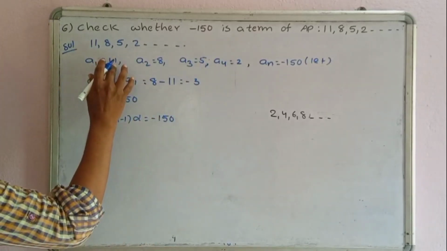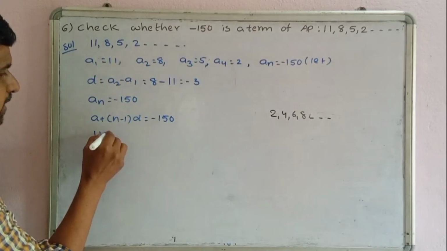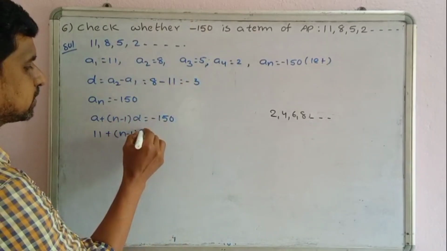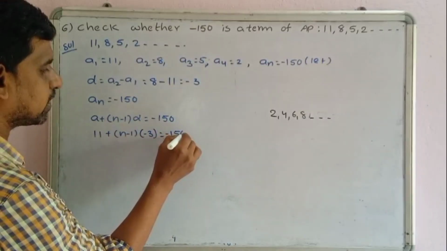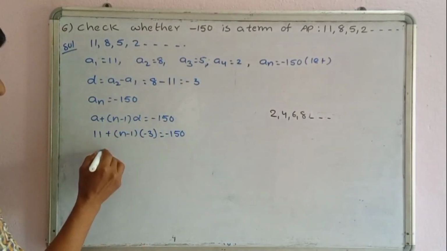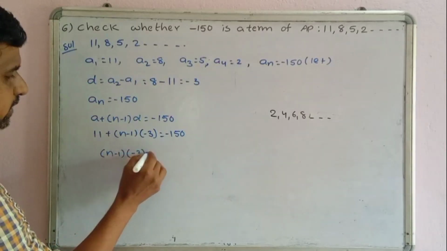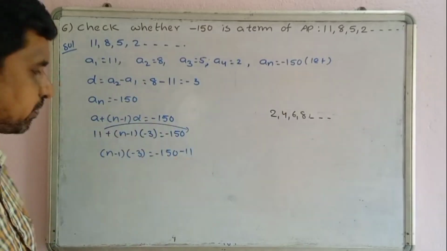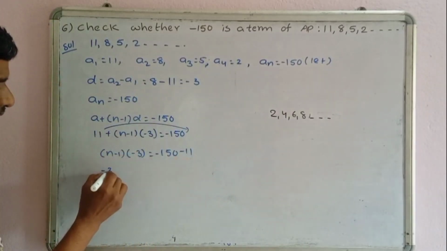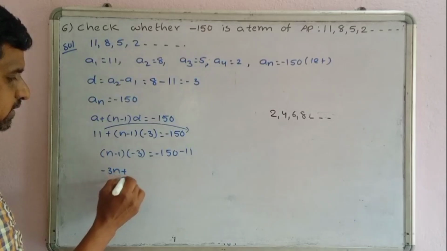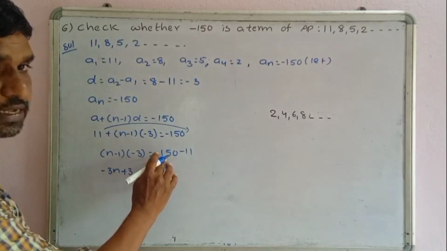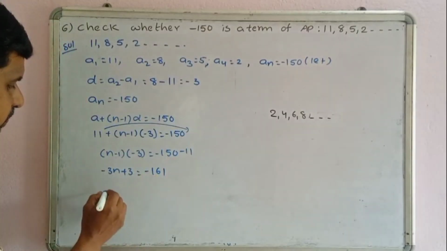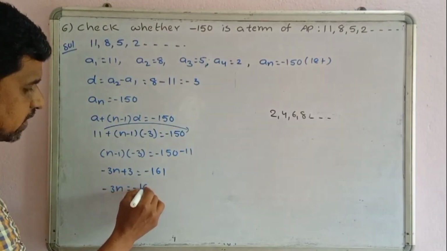Okay, the value of A1 is 11 plus (n minus 1). I don't know the value of n. (n minus 1) into D, the D value is minus 3, equals minus 150. So (n minus 1) times minus 3 equals minus 150. 11 transposes to the right side as minus 11. So n times 3 is minus 3n. Minus of minus is plus 3 equals minus 150 minus 11. So minus 161. So minus 3n equals minus 161.